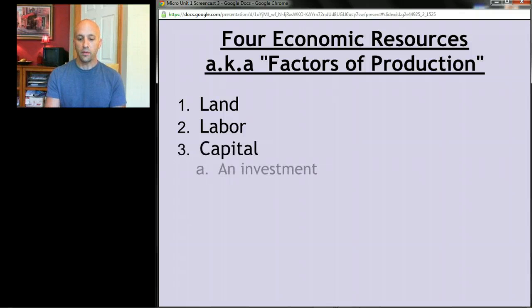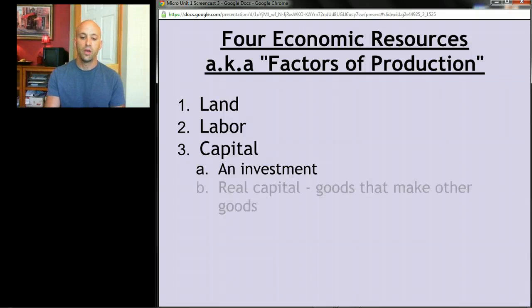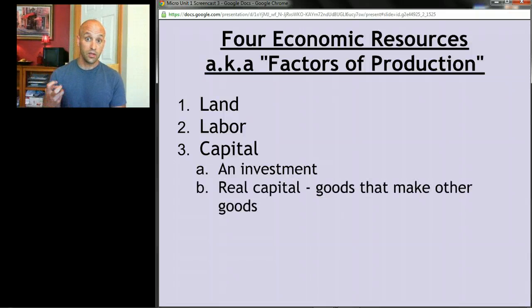The third thing is capital. Now, capital is considered an investment. Think of capital as goods that we produce in order to produce other goods. Goods that we don't want in and of themselves, but we want because they make other things for us. So for example, we don't make tractors because we enjoy tractors. We make tractors because they help us make food. That's capital. Now, real capital are those goods that make other goods. So any goods that businesses use to produce things, we're going to call that real capital. There's also something known as human capital, which is education, training, an investment in humans that makes us more productive.